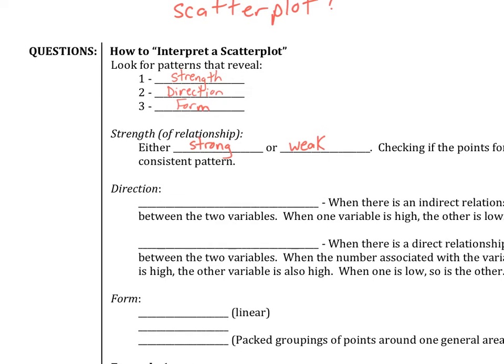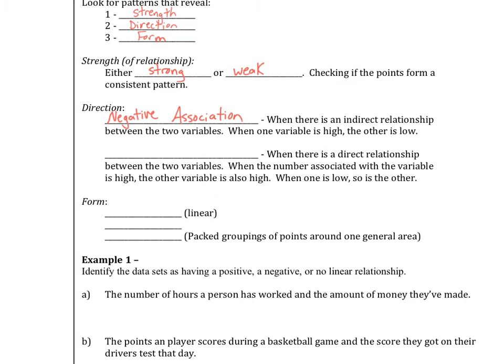The direction, it can have a negative association, which is when there is an indirect relationship between the two variables, which means when one variable is high, the other one is low. And then it can have a positive association, which would be when one variable goes up, the other variable goes up as well.